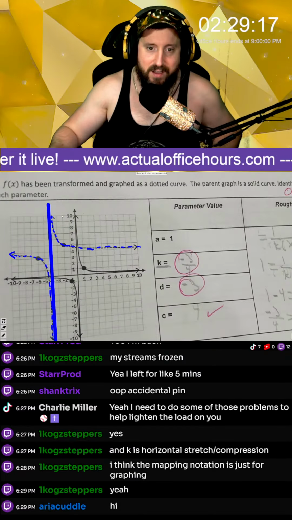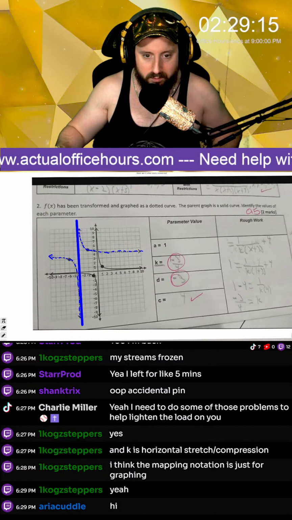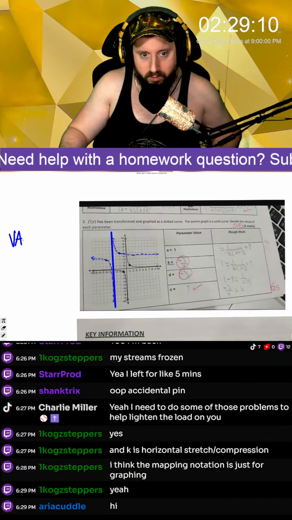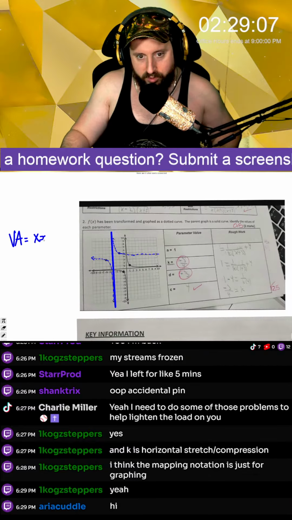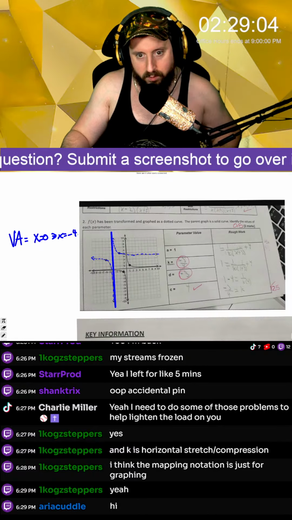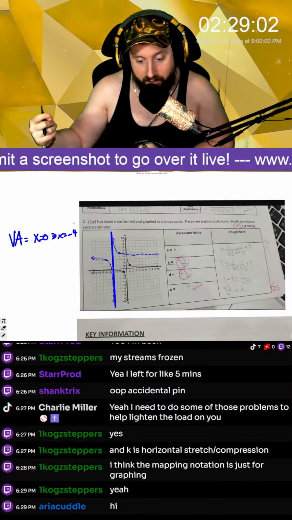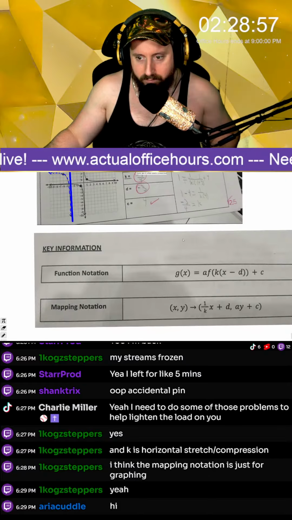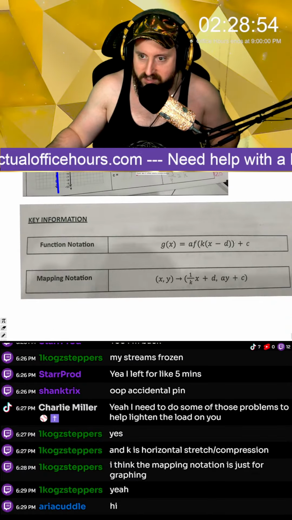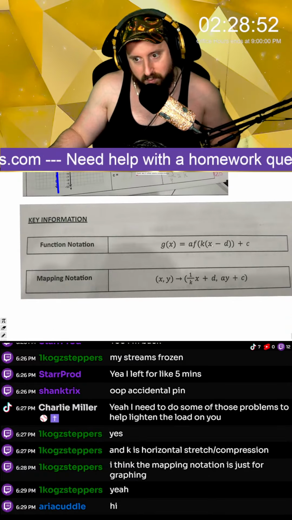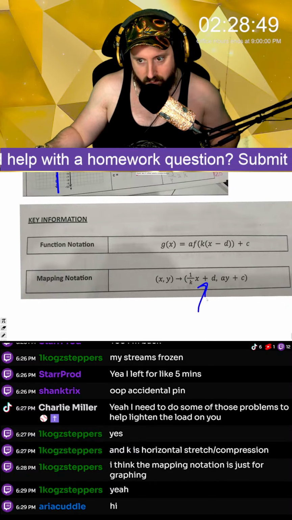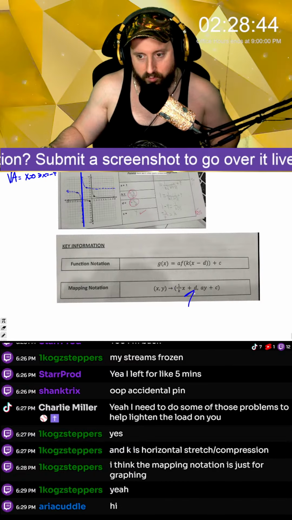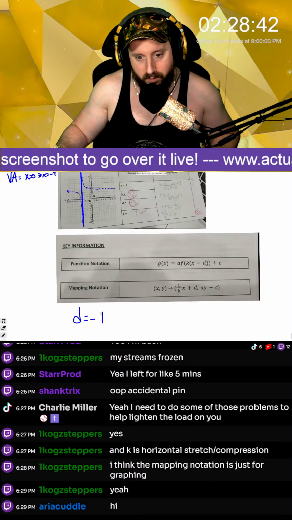Okay. So this now has a vertical asymptote at -4. So you can say, okay, the vertical asymptote went from x equals 0 to x equals -4. So that means our whole function had to shift to the left by 4, right? And so right off the bat, you know that d in this case is going to be -4, right? And also you can kind of see that here from the mapping notation. This is a horizontal shift. So d is equal to -4.